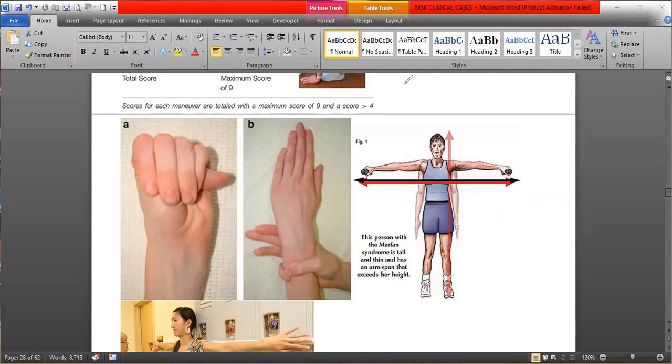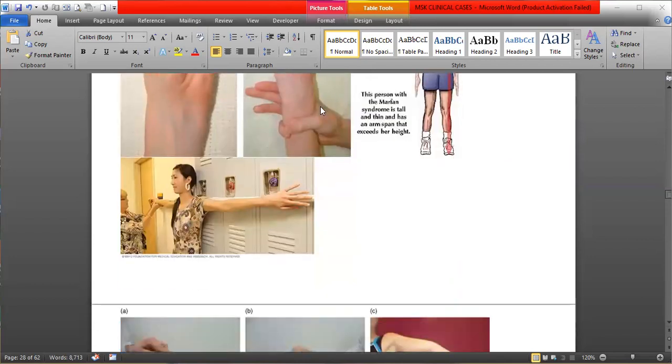And another part is we need to measure the arm span. So arm span will be longer than the height. This is typical of hypermobile joint, especially Marfan syndrome. So this length will be more than height. Okay. So these are the clinical features we need to identify. After that, we will move to the examination part. So this is the basics of hypermobile joint.